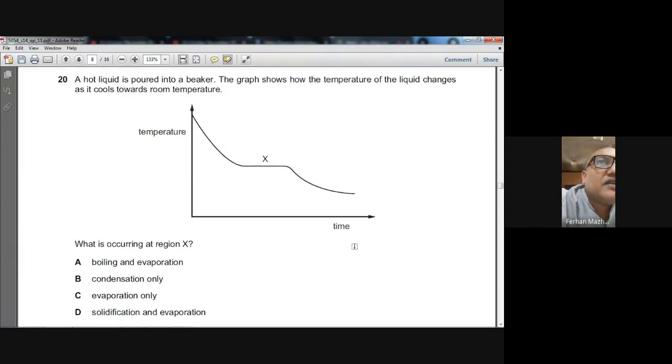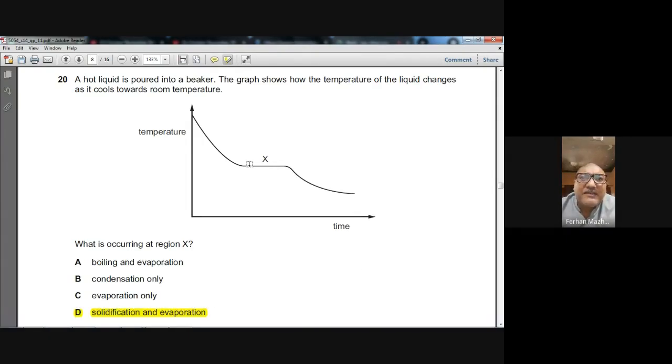A hot liquid is poured into a beaker. The graph shows how the temperature of the liquid changes as it cools towards room temperature. So we have a hot liquid and it's cooling down. It's a cooling curve. And you know, when the cooling curve becomes flat, it means that a state change is taking place because it was liquid and it's cooling. So at point X, some state change is taking place. So probably the liquid is converting into solid. So the process of solidification is happening, and when solidification is happening, the evaporation will continue. So the choice is D.